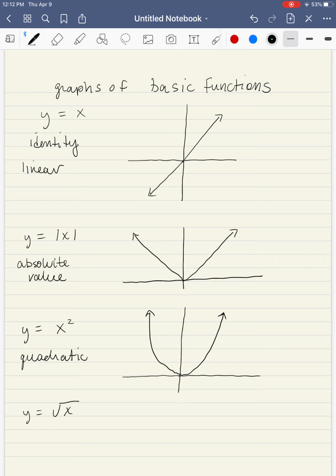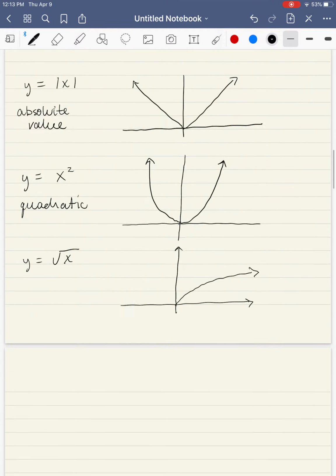And we have y equals the square root of x. This one is unusual in that in the real number world, which is what we're in when we're drawing graphs, because the x and y axes are real number lines, you cannot take the square root of a negative number. So this one starts at 0, 0, and then curves out to the right.